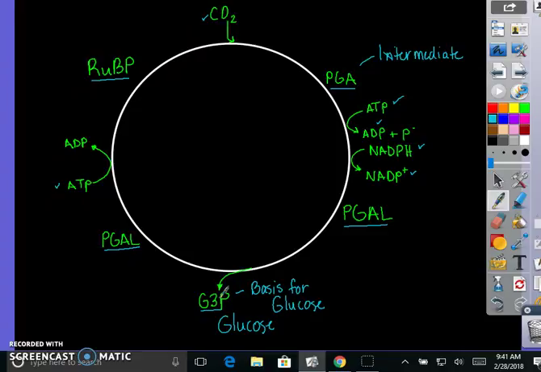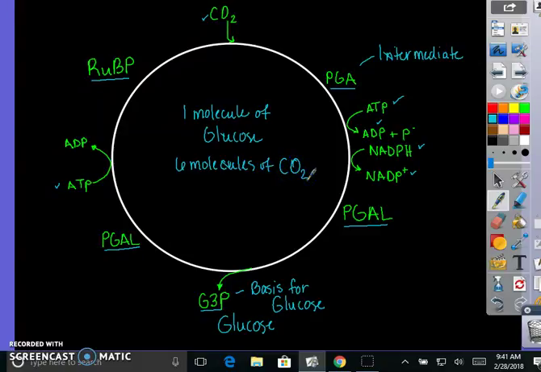But this is the Calvin-Benson cycle, and as we said, for every 1 molecule of glucose, we need 6 molecules of CO2. Okay, we need 6 molecules of CO2 because it's going to have to fix those carbons.